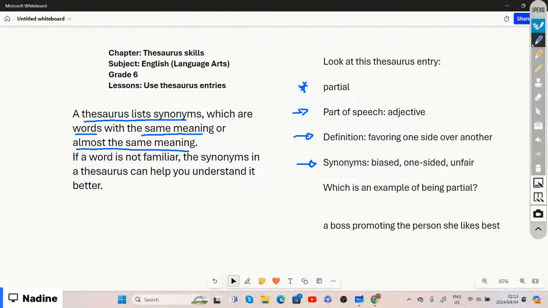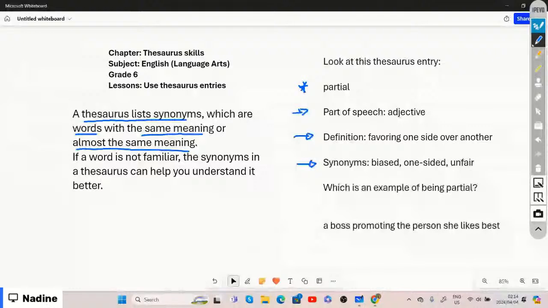And remember, we said that if a word is not familiar to you, so if you were to look at the word partial and you weren't familiar with it, then the synonyms can help you to understand it better. That is why, if you don't know what partial is, at least if you look at the words one-sided or unfair, now you have an idea of what partial is. So it means that it is unfair. And now you have a better understanding of what partial actually means.